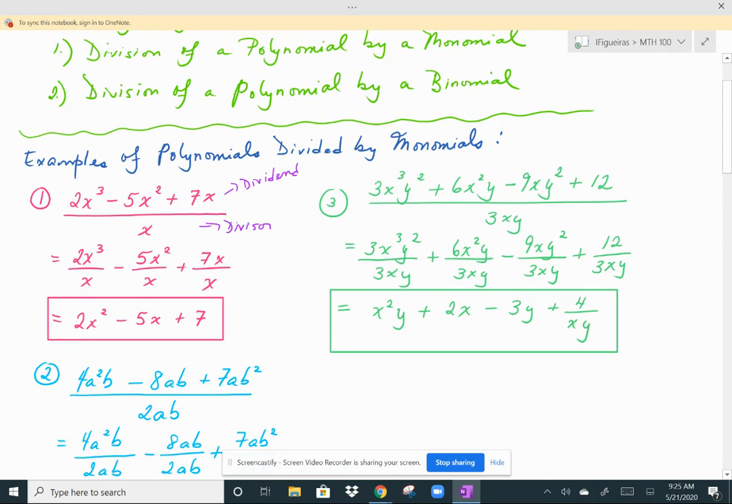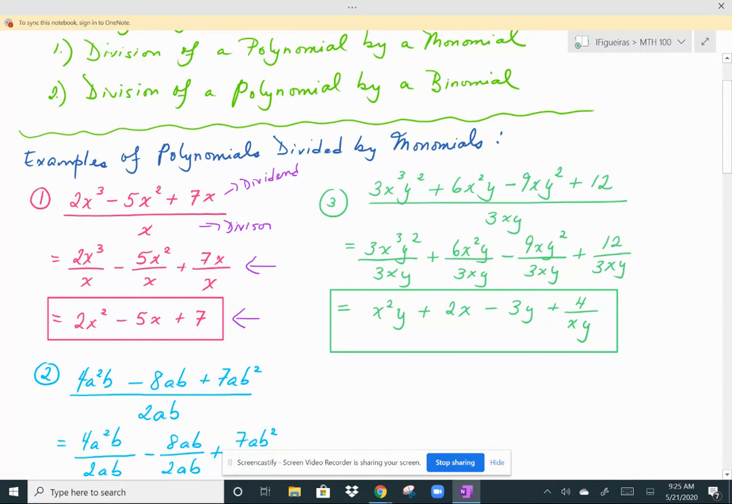Okay, so when you have a monomial as a divisor, all you have to do is divide each individual term in the dividend, or the numerator, by the denominator. So that's what you see on this line. I'm going to divide 2x cubed by x, 5x squared by x, and 7x by x. So you have to use the rule that we learned in the previous section, which is to subtract your exponents when you have the same base. So that's what we get in our final answer.